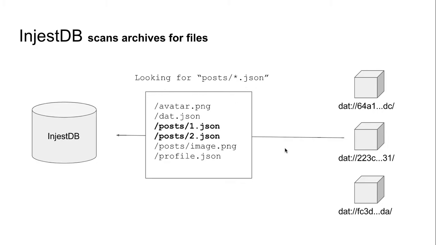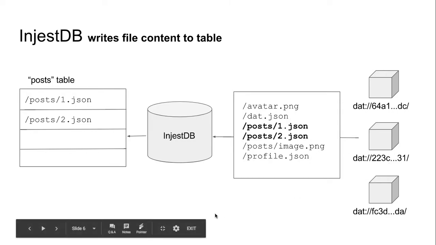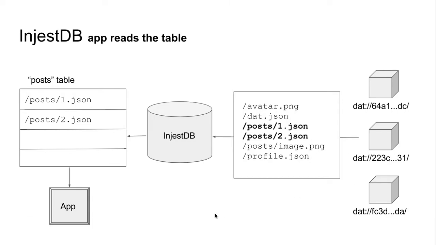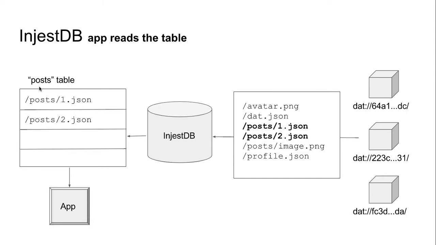So InjestDB will consume these two files and write them into a table, the posts table. And this table will be what applications can then read and interact with and query from. But what they represent are files, which are stored inside of this archive here. So here's the application reading from the posts table. So what we're getting now is a kind of post database abstraction built from files that are inside of this archive.